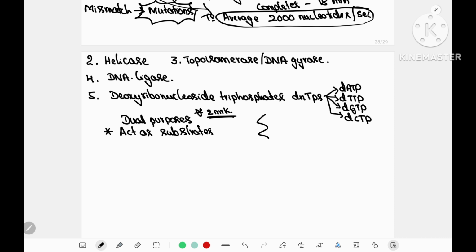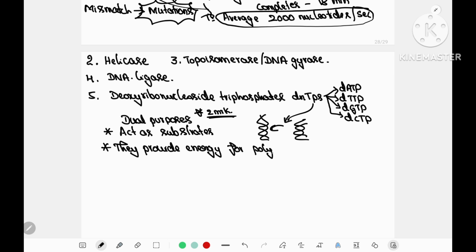They act as a substrate, that is the first purpose served by them. So that is during the polymerization process, dNTPs will be added on a complementary basis to a template strand. So for that they will be acting as a substrate. And secondly, they provide energy for the polymerization of nucleotides, because this process is a highly energy requiring process.